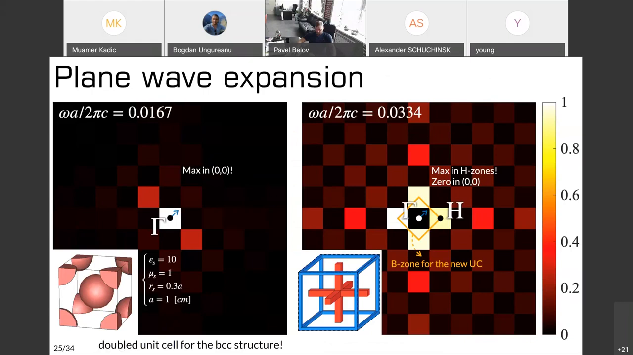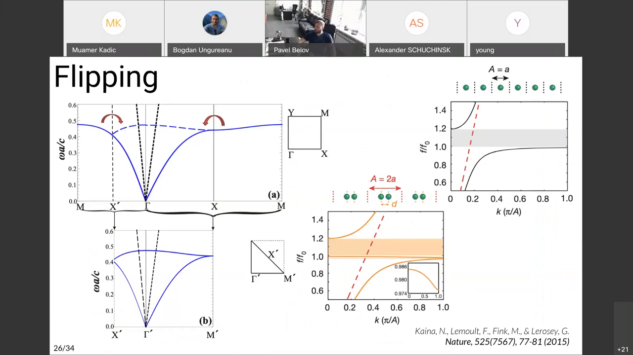The second thing which we started to understand is how we can transform dispersion diagrams and isofrequency contours, which we obtained for the large unit cell, which is 2 times larger in volume than the smallest unit cell, to the smallest one, and vice versa. Here we referred to many previous works, in particular the work of Geoffroy Lerosey and Matthias Fink and other colleagues published in Nature back in 2015.